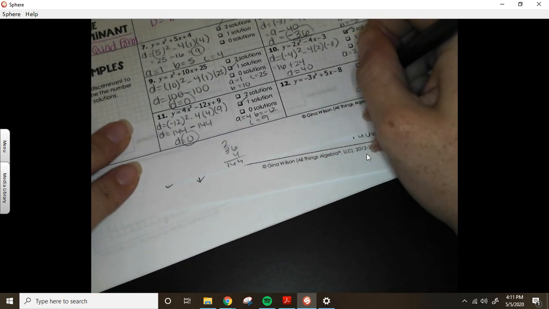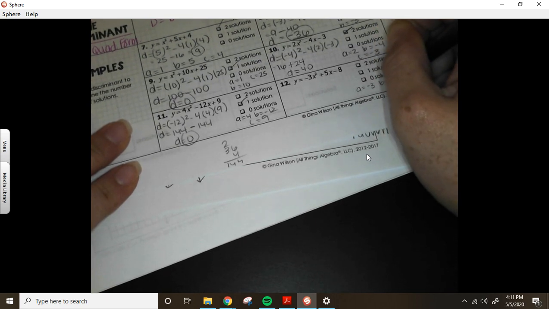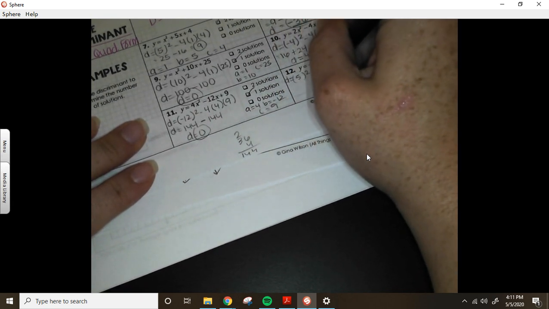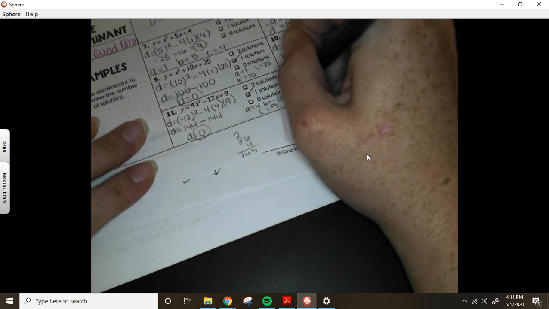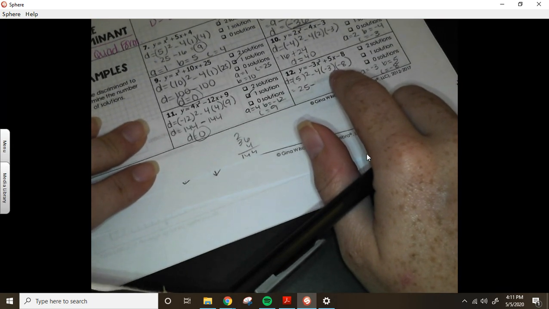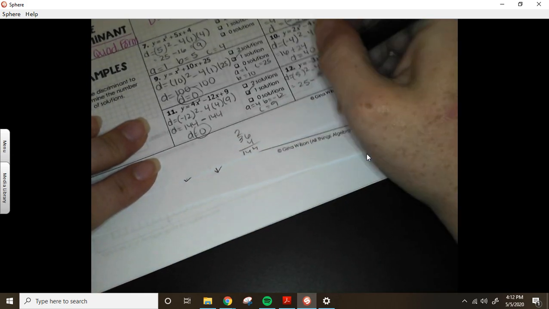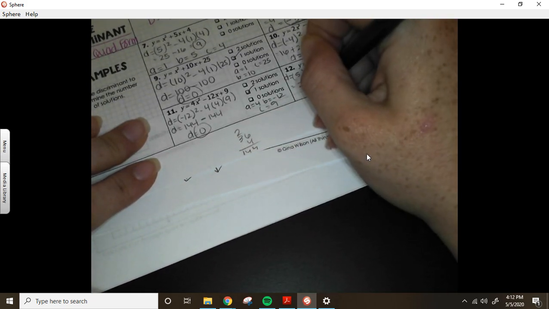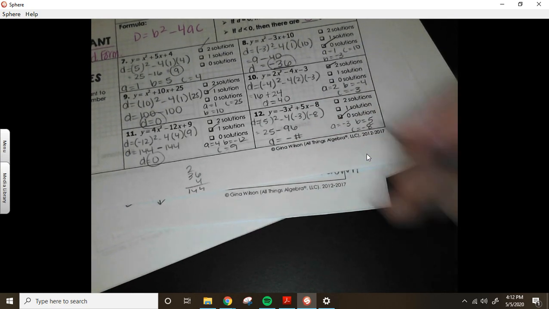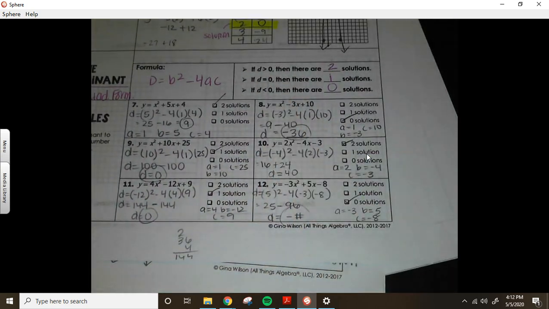Last one. A equals negative 3. B equals 5. C equals negative 8. So we have 5 squared minus 4 times negative 3 times negative 8. So 25, it's going to be minus because we have 3 negatives. So 24 times 4, that's going to be 96. We know it's going to be a negative number. I don't feel like doing the math right now, but it's going to have 0 solutions because it is a negative number. Negative is less than 0, 0 solutions.